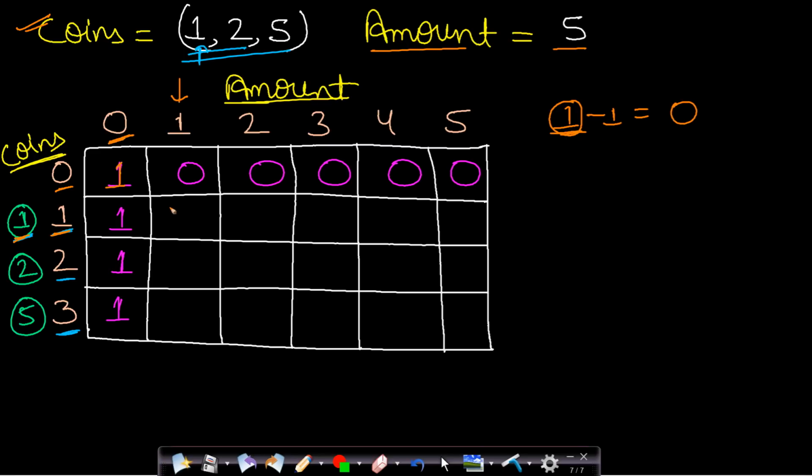So you will have to move back to the left hand side and see what is present at 1, 0. And why are we moving to the left hand side only in the same row? Because we have infinite denominations of this coin 1. That is why we are moving to the left hand side and not anywhere else.